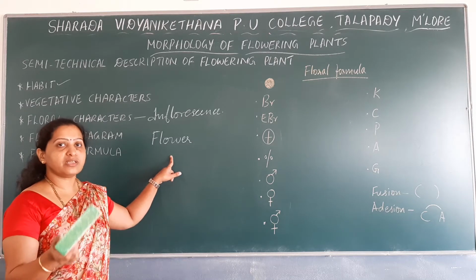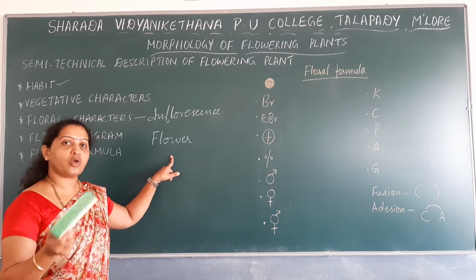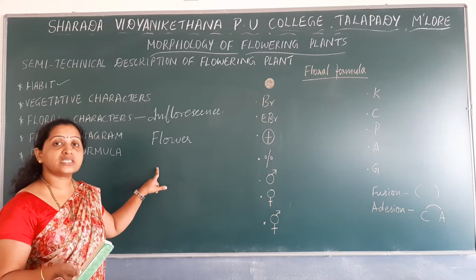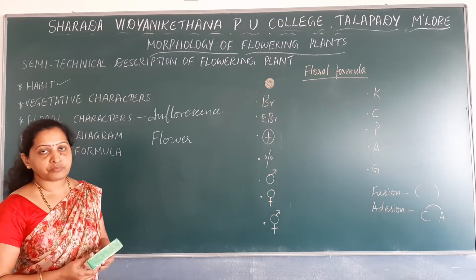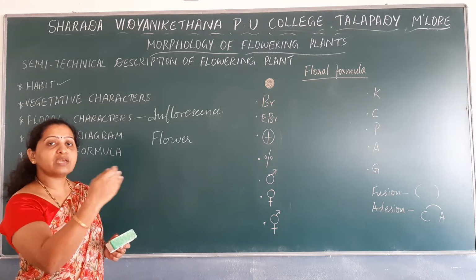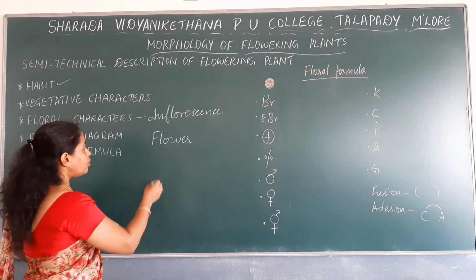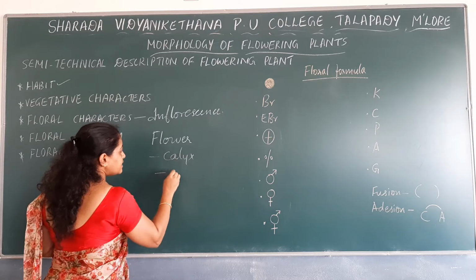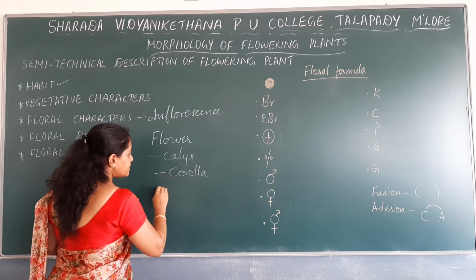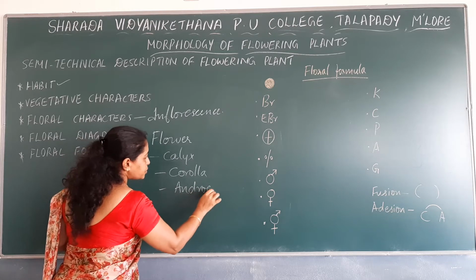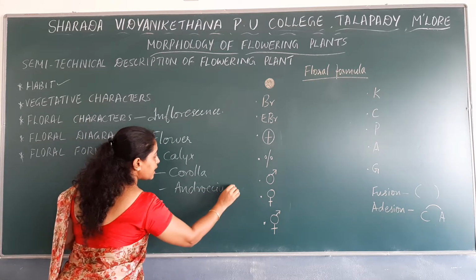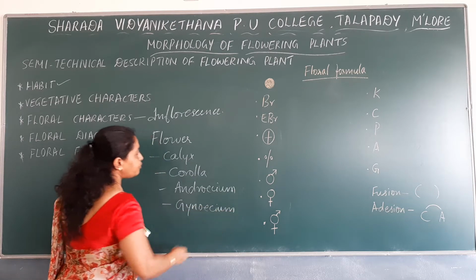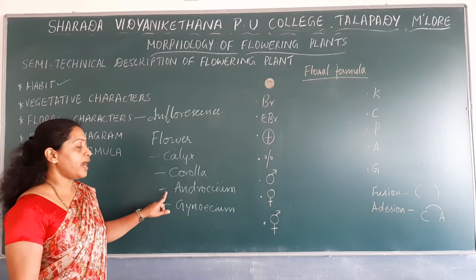After describing the flower as unisexual or bisexual, actinomorphic or zygomorphic, we have to describe each whorl of a flower. You know the sequence of the arrangement of whorls. The outer whorl is known as calyx. Next to the calyx is corolla. Next to corolla there is androecium, and next to androecium there is gynoecium. And you have to give the details of calyx, corolla, androecium and gynoecium.